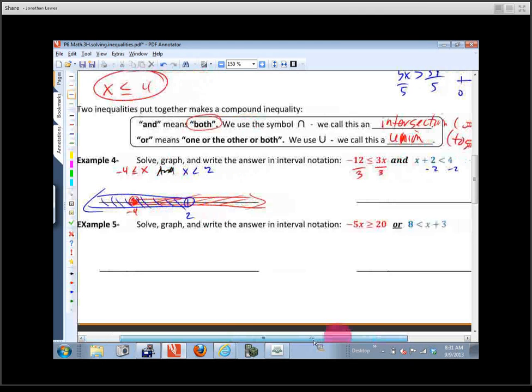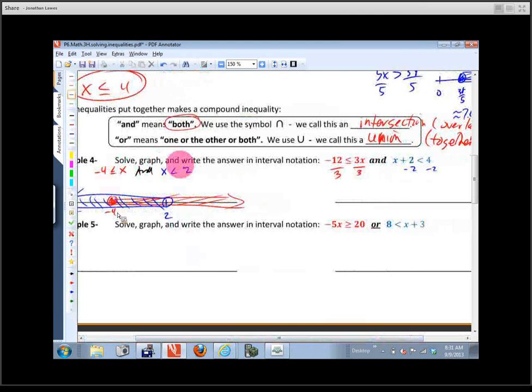So let's transfer this over here. So this is kind of like the work. Let's do our final answer over here. I'm going to have a -4 and I'm going to have a 2. I'm going to circle both of them. Which one gets filled in? The -4 gets filled in. And I'm going to shade everything in between here. Any questions?